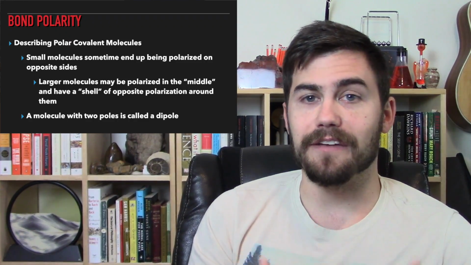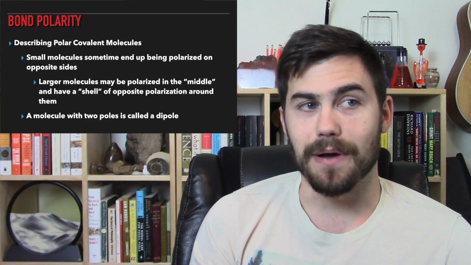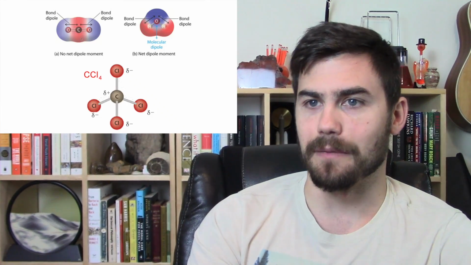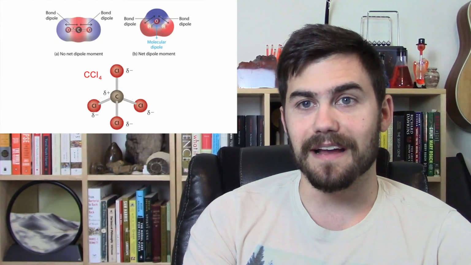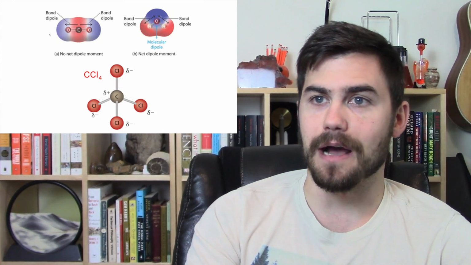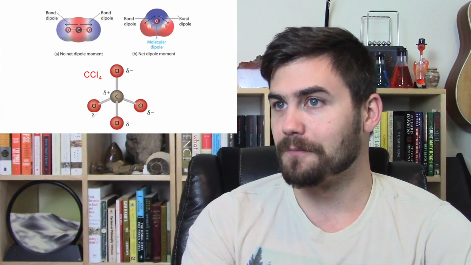But if a molecule has two negative sides and then a positive side in the middle, for example, that's called a dipole. So let's look at examples of these. The carbon dioxide molecule is a dipole. The oxygen atoms are on opposite sides, so there's two negative ends and it's positive in the middle.